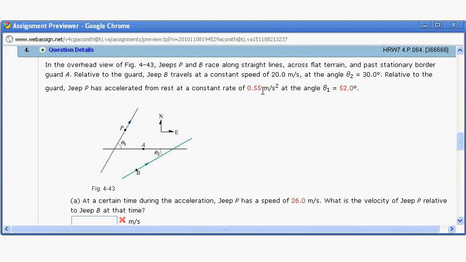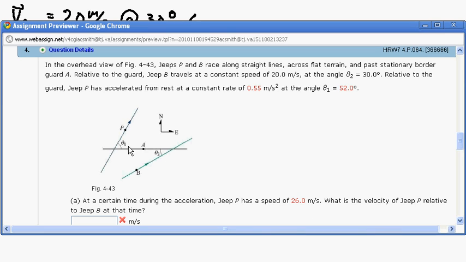Okay, moving on ahead to question 4. We've got Jeep B traveling at a constant speed of 20 meters per second at 30 degrees. So the velocity of Jeep B, with respect to the stationary guard A, is 20 meters per second at 30 degrees counterclockwise from east.